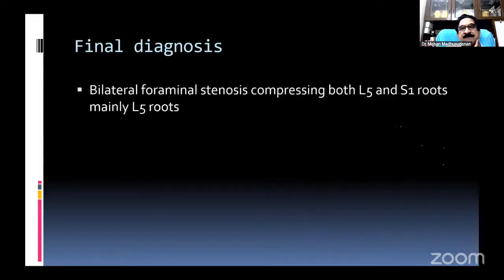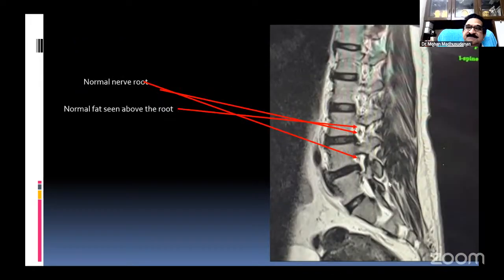So you got bilateral foraminal stenosis compressing both L5 and S1 roots. He was sent to the neurosurgeon. The surgeon said definitely there's root stenosis, he needs surgery. But I think the problem is we always look at the canal. We don't look at the foramen. And for the foramen, we habitually look at the axial cut, but we should always look at the sagittal cut. That is a lesson I have learned from this patient.